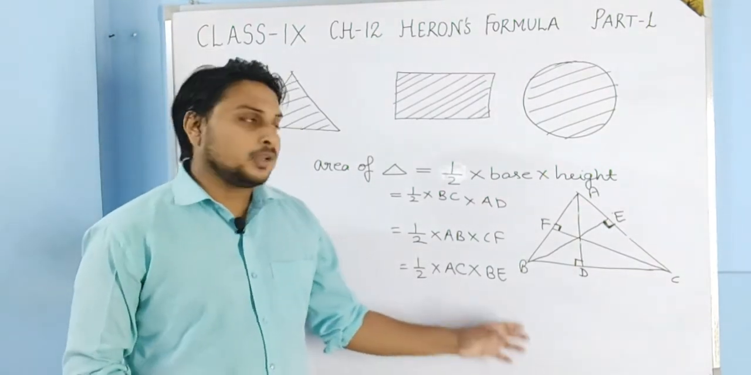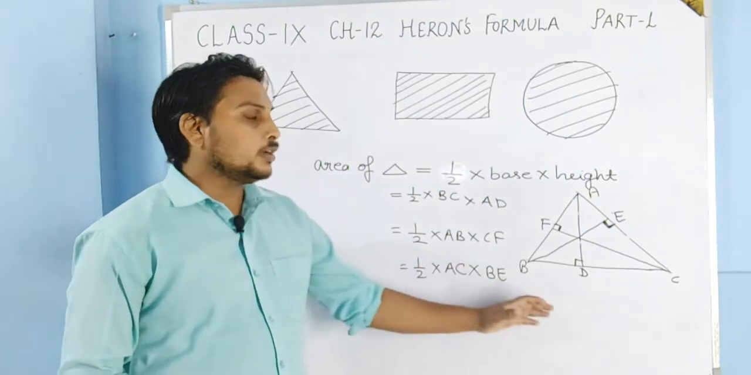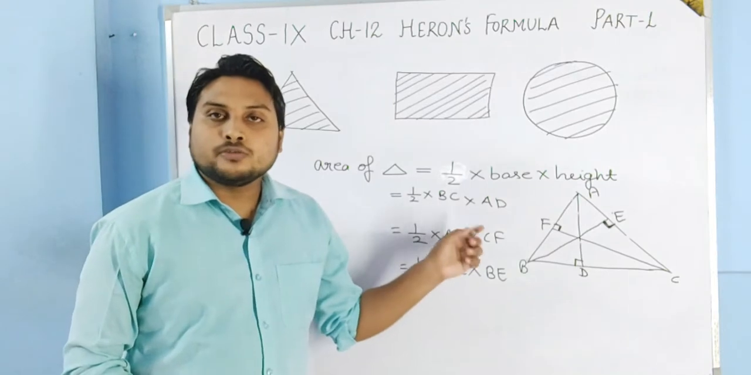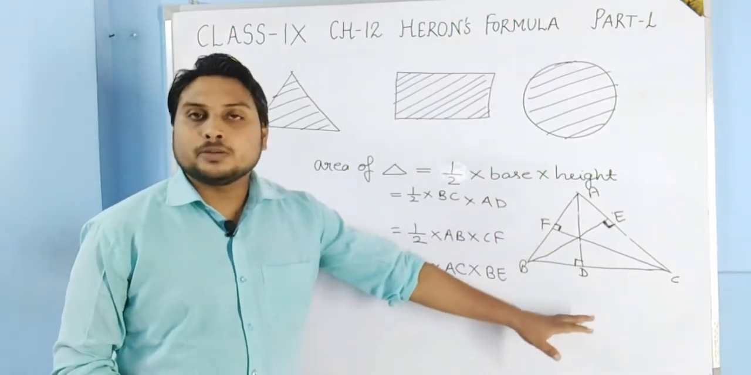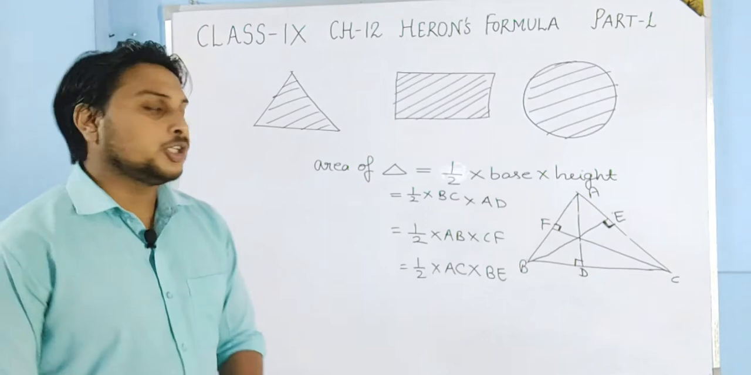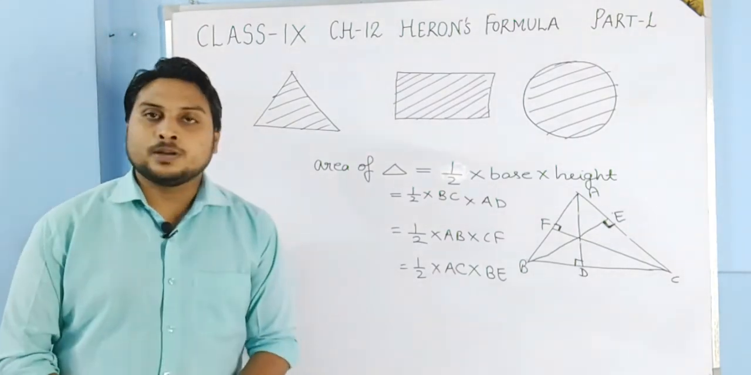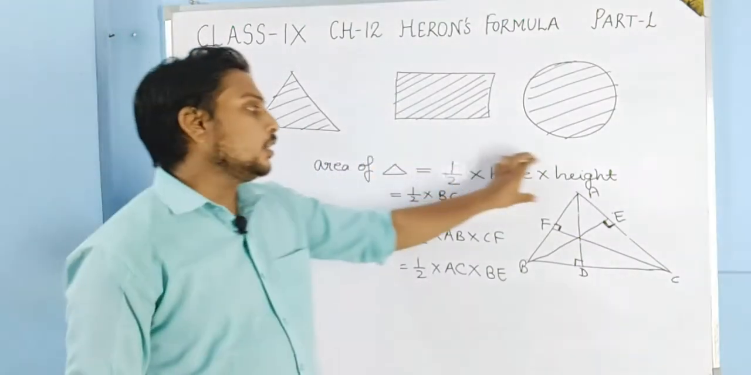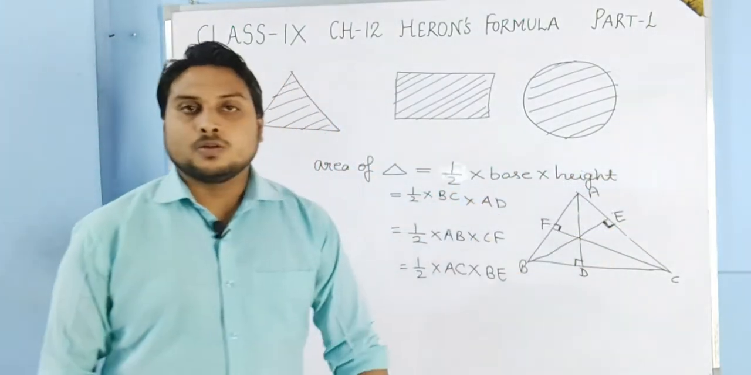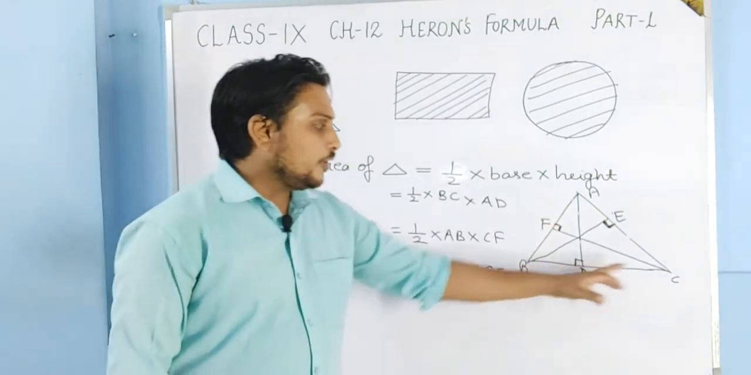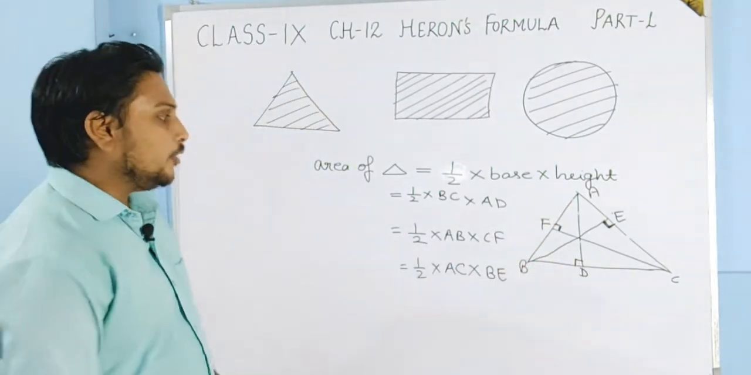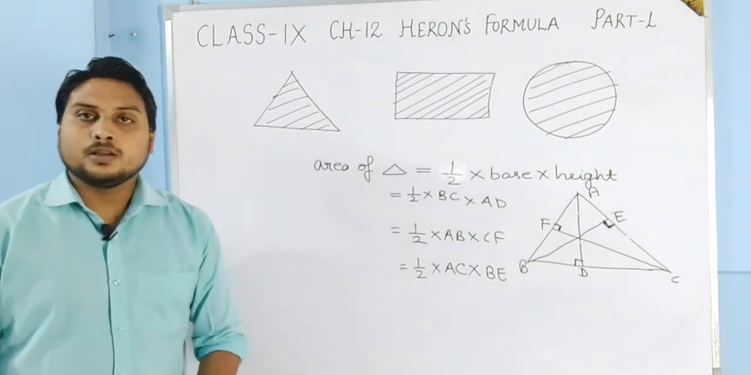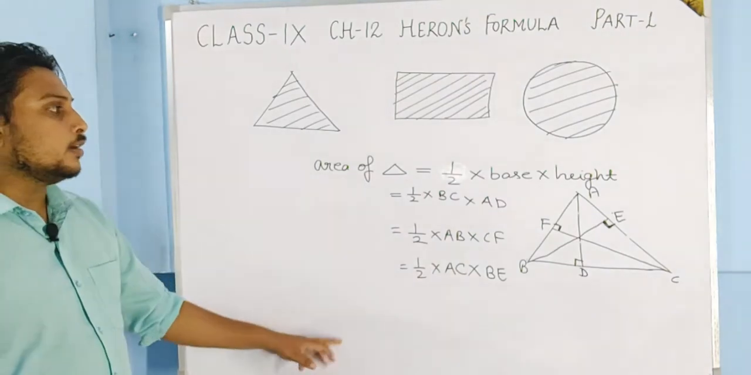When its height is given, you can easily find the area of the triangle. In these three cases, you will use the one which is suitable for that particular question or concept. So you only have to know that the area of a triangle is half into base into height. Make a figure of a triangle, and if you want to note it down, you can note down all the cases of area of a triangle.